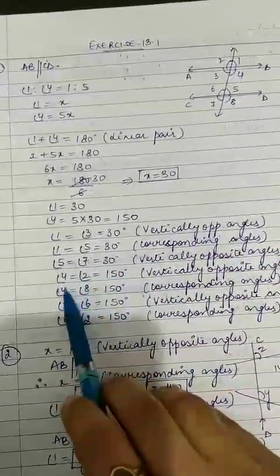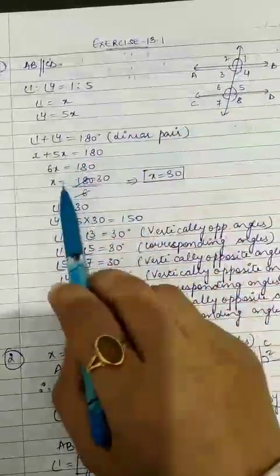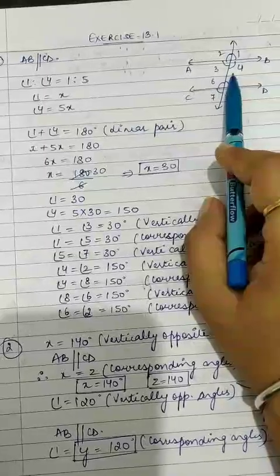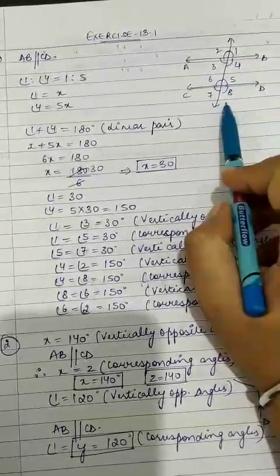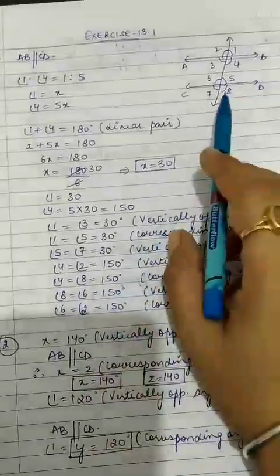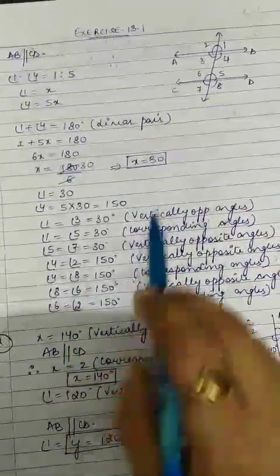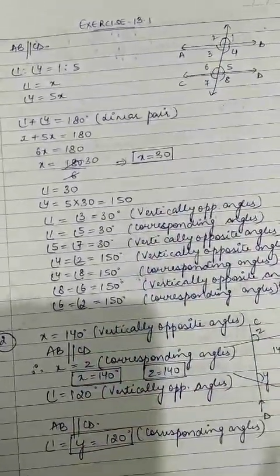Now angle 2 and angle 4. Angle 4 you have calculated over here, it is 150. So 2 and 4 are equal to 150, vertically opposite angles. 4 and 8 are corresponding angles, it is also 150. 8 and 6 are vertically opposite angles, which is 150. And 6 and 2 again are corresponding angles, so it is equal to 150.